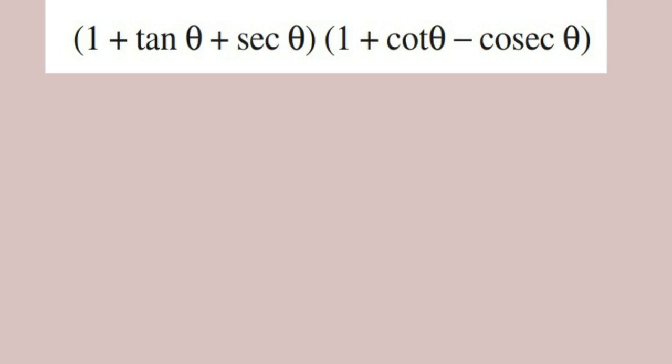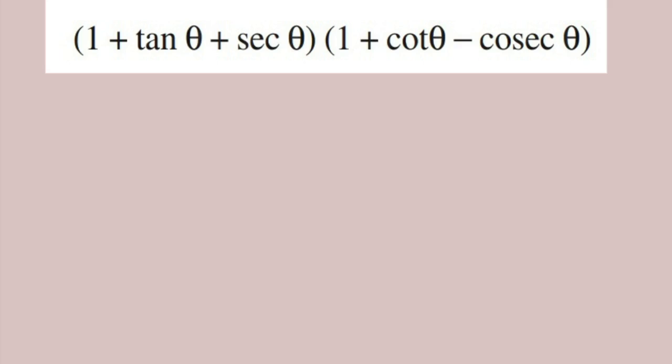Let us see the problem: 1 plus tan theta plus secant theta into 1 plus cot theta minus cosecant theta. In these kinds of expressions, we all know that a total of 6 ratios are there. So other than sine and cos, if any of the remaining ratios are there in the given expression, first we have to write those in terms of sine and cos. So try to write in that form.